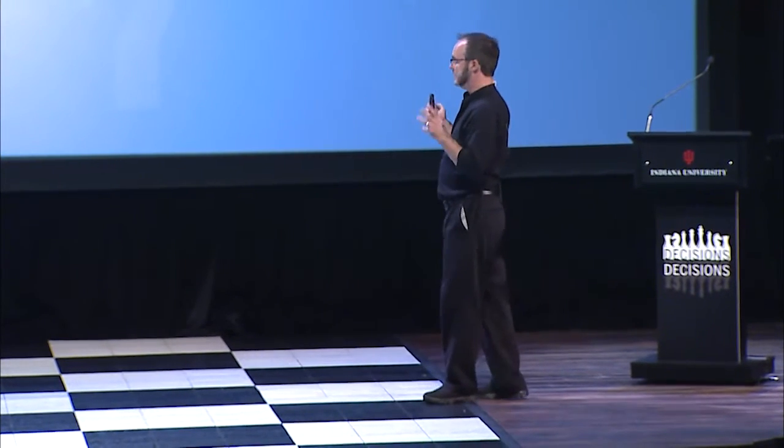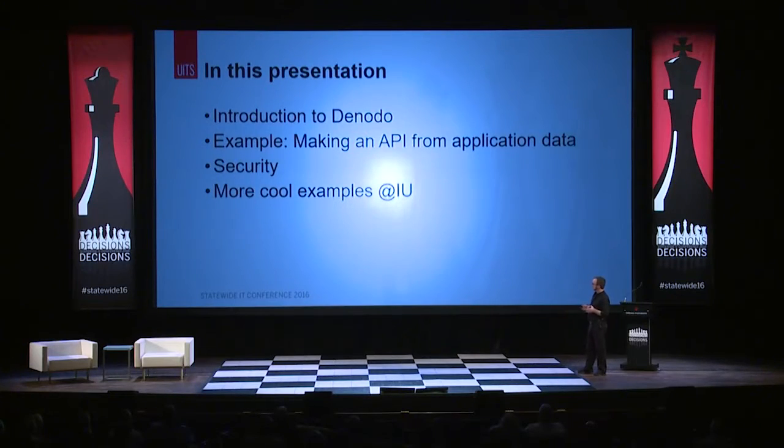So I intend to talk a little bit about Denodo, what it is, talk a little bit about data virtualization, and then give an example of how you could use Denodo even if you're not necessarily consuming data for reports. You can even use it to make a simple API pretty easily. Talk about how it integrates with our existing security, and some more examples on how it's being used now and how we're going to plan to use it soon in the future.